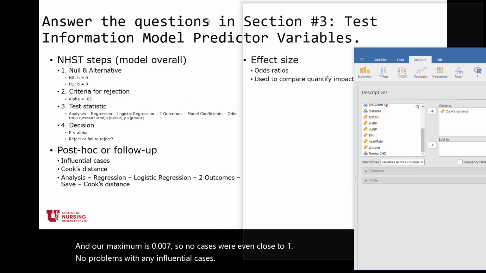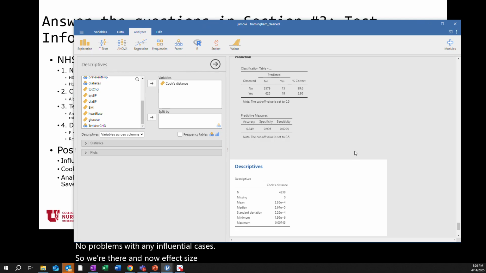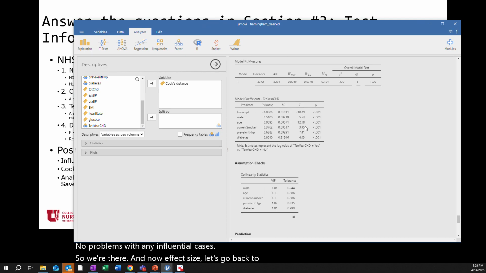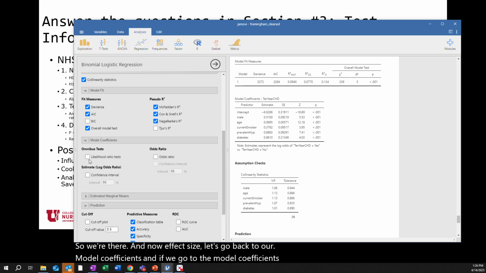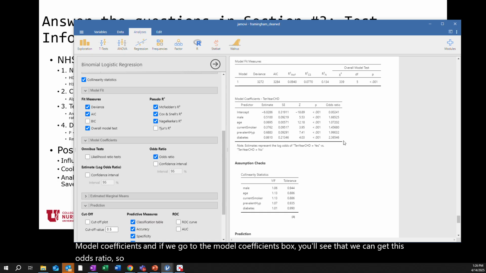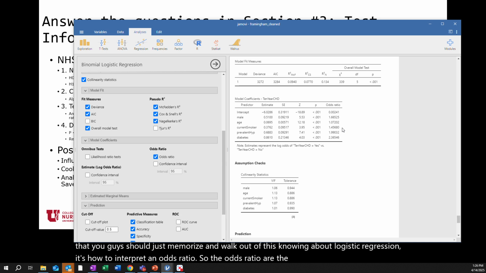So we're there. And now effect size, let's go back to our model coefficients. And if we go to the model coefficients box, you'll see that we can get this odds ratio. So the odds ratio is the bread and butter of logistic regression. If there's one thing that you guys should just memorize and walk out of this knowing about logistic regression, it's how to interpret an odds ratio. The odds ratio is the odds of something happening over the odds of something not happening.